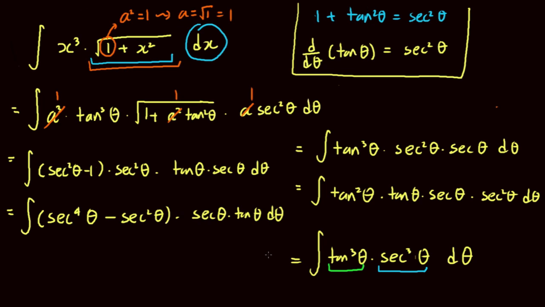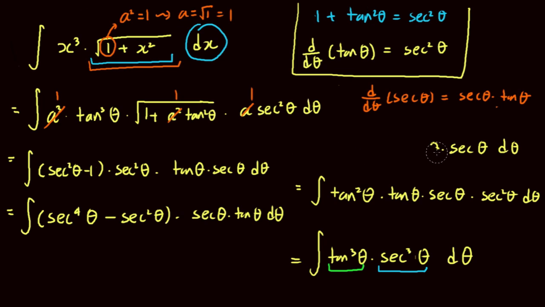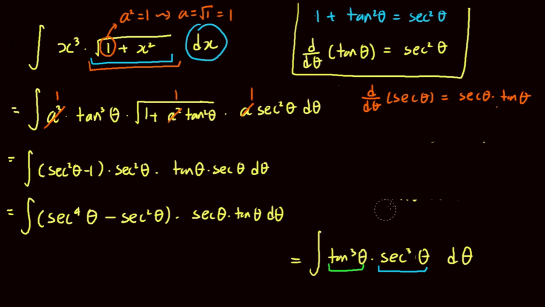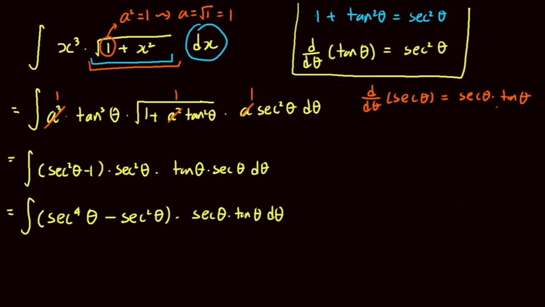This is very interesting, and why I'm saying this is that if you remember, if we differentiate sec theta, we get sec theta times tan theta. So what does this mean? This means that we can go back to a regular u substitution. So I'm going to erase this and show you what I'm trying to explain right away.